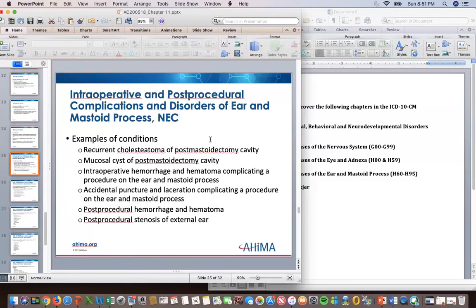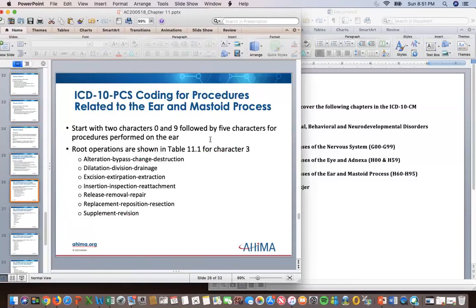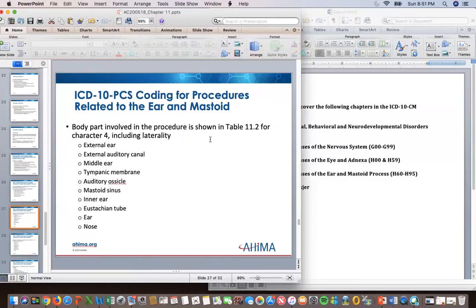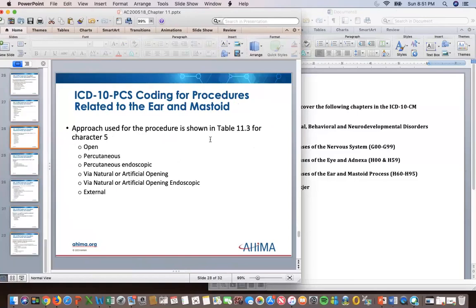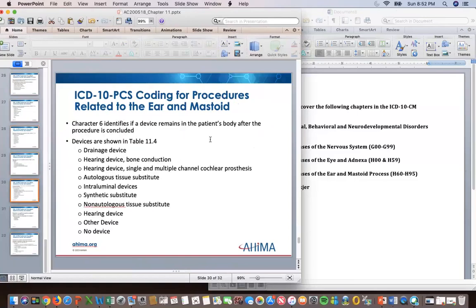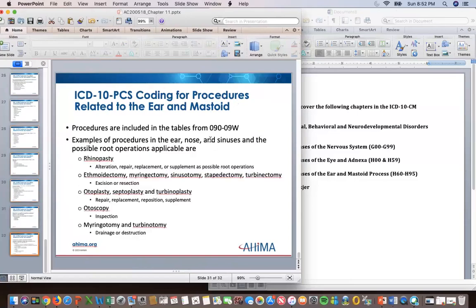And then we go back into intraoperative and post-procedural complications, which I love with the new PowerPoints and the new coding. Again, they do mention some of the complications that may occur: accidental puncture, laceration, hemorrhage, and stenosis of an external ear. And again, they start with two characters, 0 and 9, followed by five characters for the procedures performed on the ear. So we are talking about procedures here and not about diagnosis. These are your body parts. Here's your approach, here's your character 6, character 7, and then they talk about the different procedures that will be located in the tables within the coding manual.